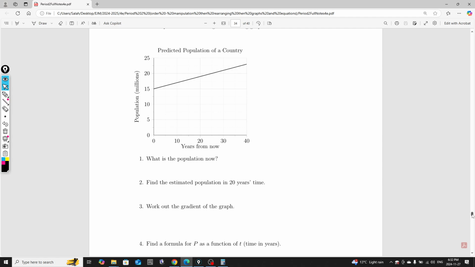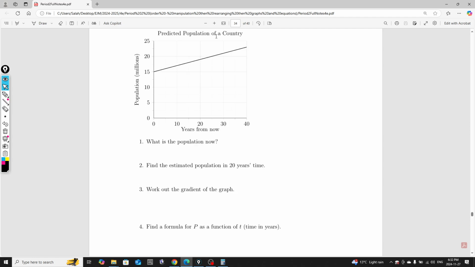So for this first question right here, we've got the predicted population of a country, and we've got the number of years on the x-axis, so the number of years from now, and we've got the population in millions on the y-axis. Okay, so for number one, it's asking you what is the population now. So let's just do that one. So what's the population now?